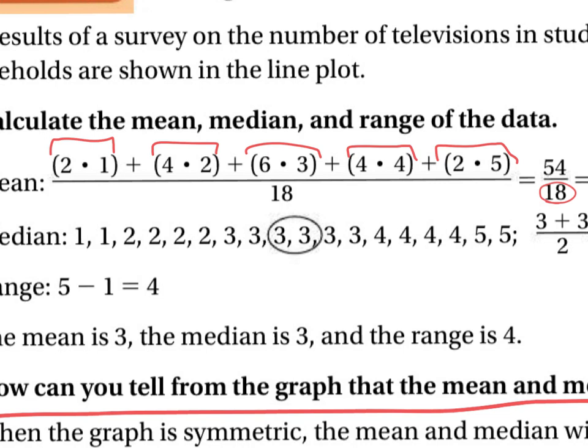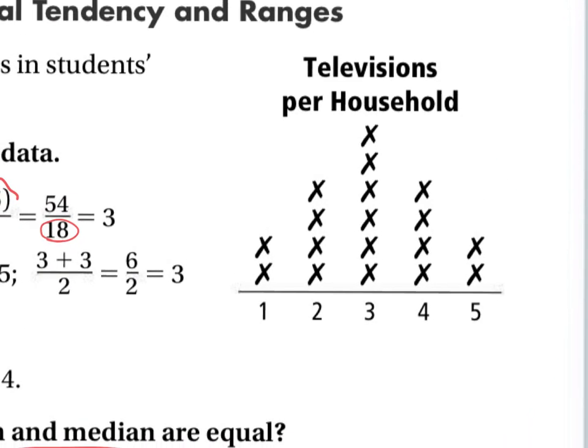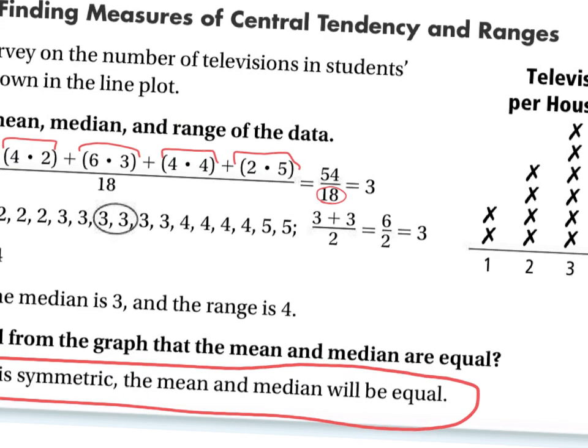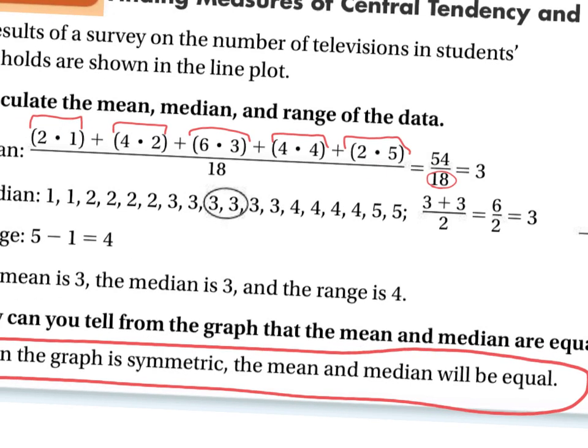That ends up being 54. And then 18, that was how many X's we had. If you count up all the X's, there were 18 of them altogether. So they divide by 18 and they got 3. So the mean was 3.